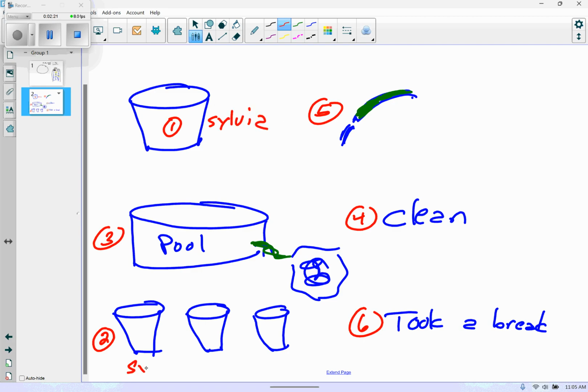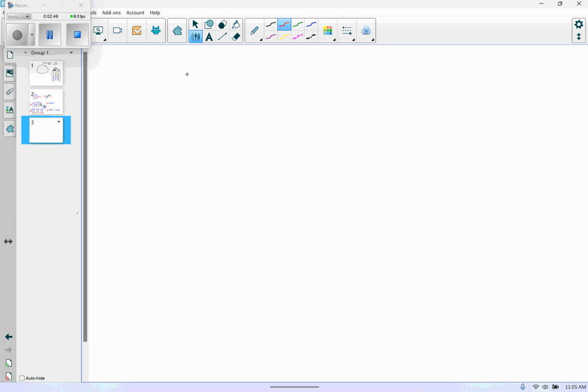And then this could be Sylvia and two friends. And then someone was smart and said, why don't we just drain it like that? And then they all clean the pool together and fill the pool back up with the hose. So fill it back up, and then take a break. So if you flip the page over, we want to sketch what this might possibly look like.